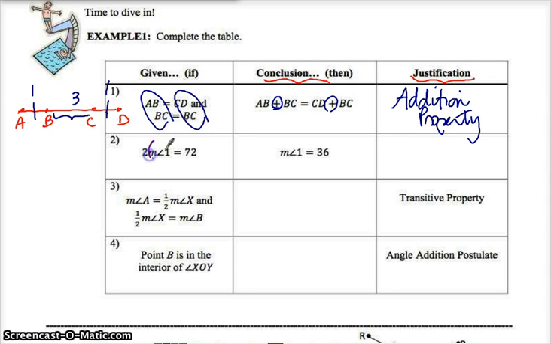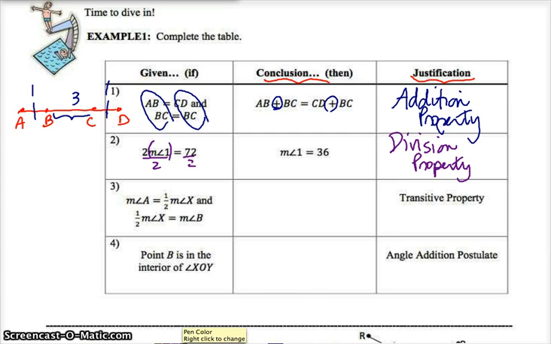If twice the measure of angle 1 equals 72, that's what was given. Then the measure of angle 1 equals 36. That's the conclusion. Well, how did they get from the given to the conclusion? Hopefully you're saying to yourself, they divided on both sides. Well, what do you call that when you divide by something on both sides? That is the division property.